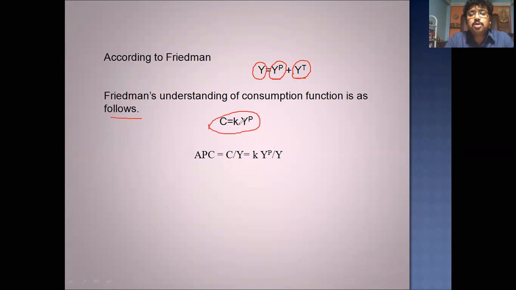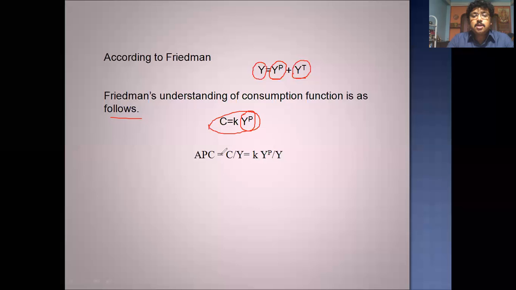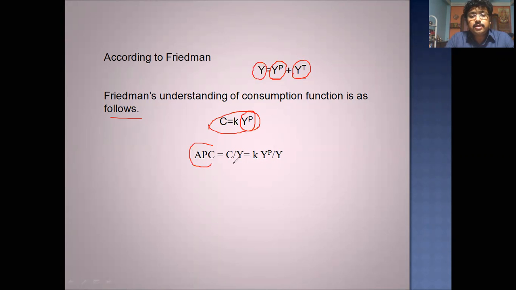Consumption is equal to k times YP, where k is a parameter and YP is the permanent income. Consumption is a function of permanent income. So look, now this is the APC. APC is the average propensity to consume, that is, consumption divided by income. Dividing this C by Y, we get YP by Y. This is a constant.